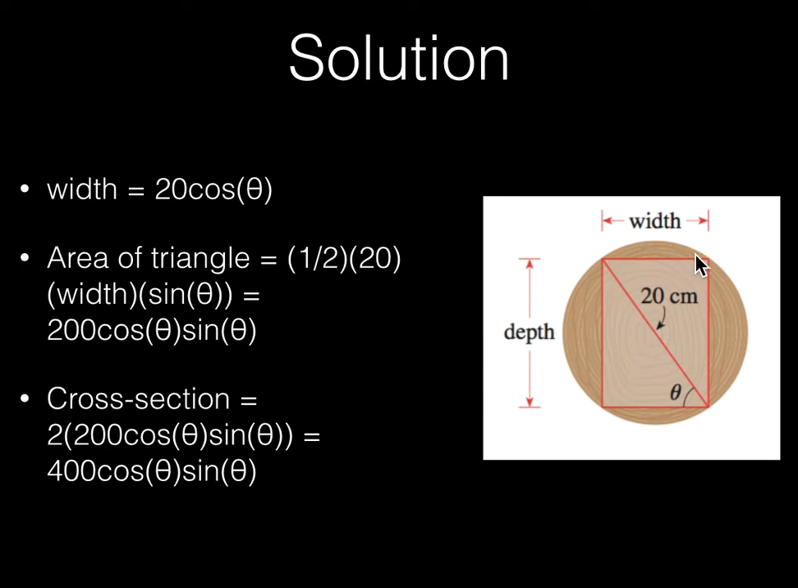And if you want the cross-section of the entire rectangle here, you're going to multiply that by 2, since there are 2 triangles within the rectangle. So the entire cross-section is going to be 2 times 200 times cosine theta times sine theta, which in the end comes all the way out to 400 times cosine theta times sine theta.